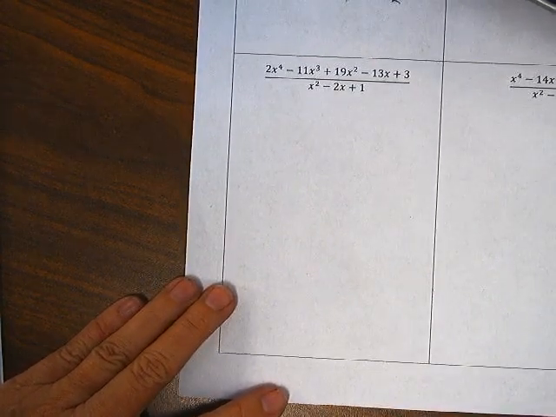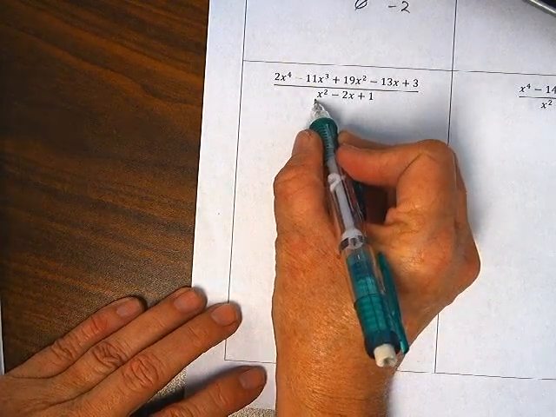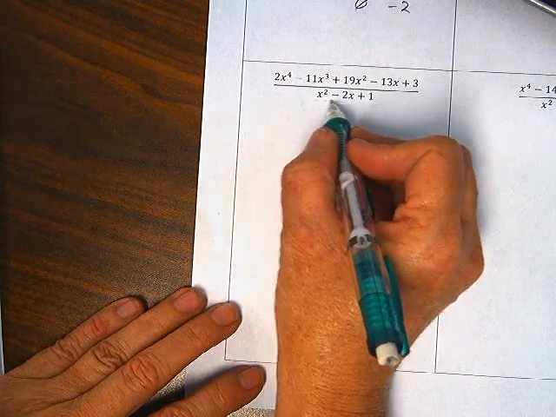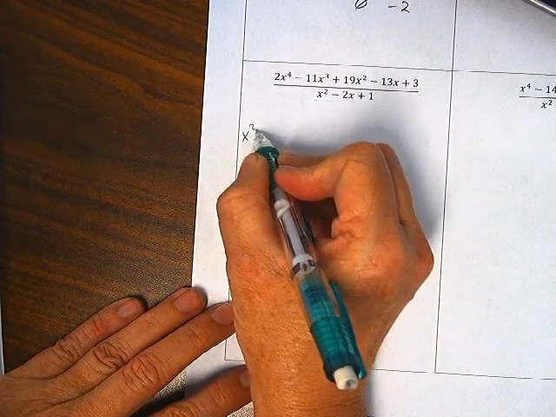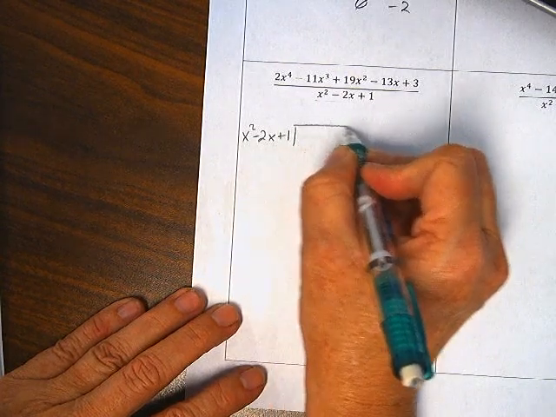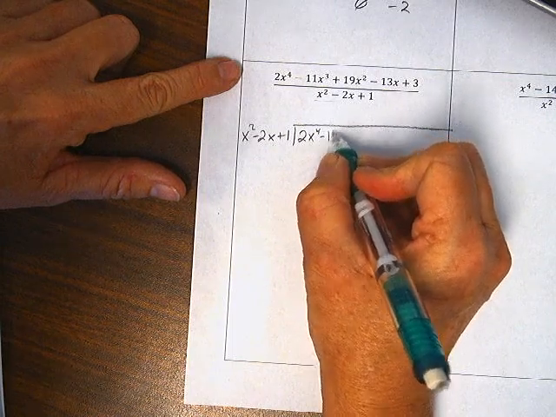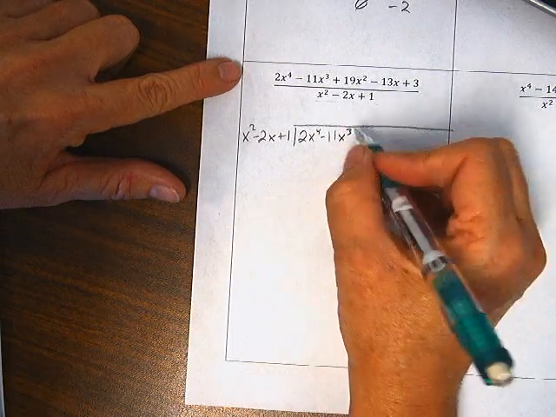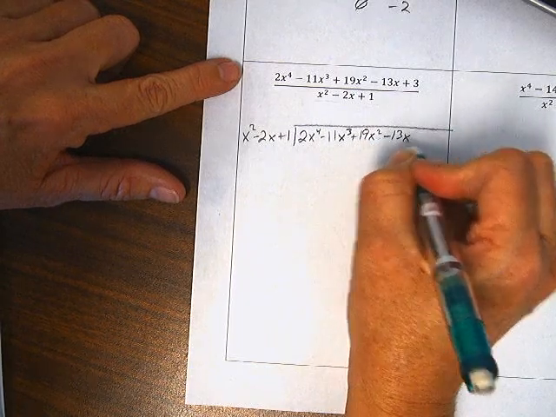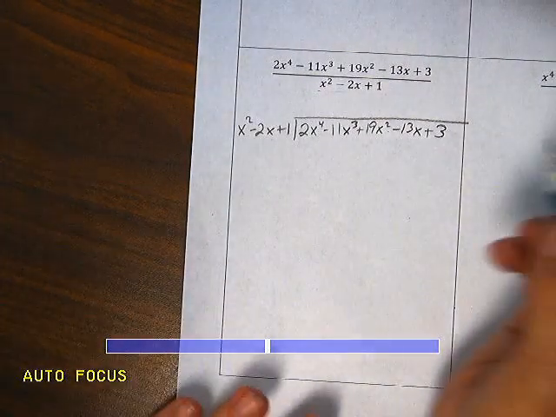Okay, let's take a look down here. Ooh, this one looks much more difficult, but truly it's not. So we're dividing by 3 terms, and we have 5 terms here. So again, this whole thing is written on the outside: x squared minus 2x plus 1. And we're going to divide that into 2x to the 4th minus 11x cubed plus 19x squared minus 13x plus 3. Wow. Okay, here we go.